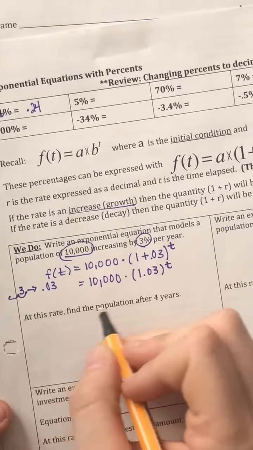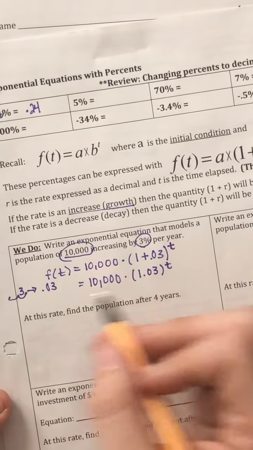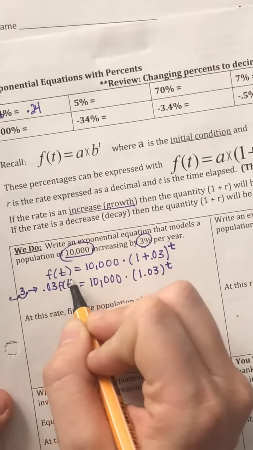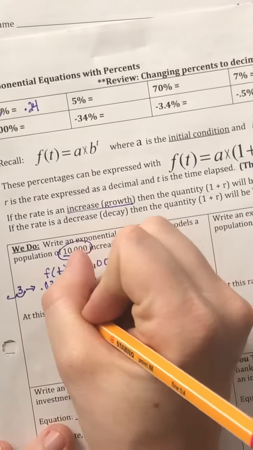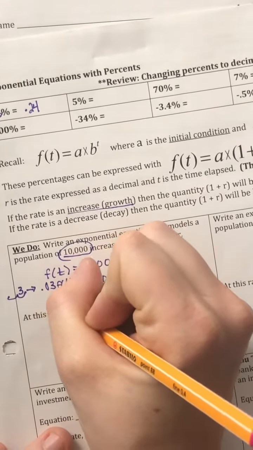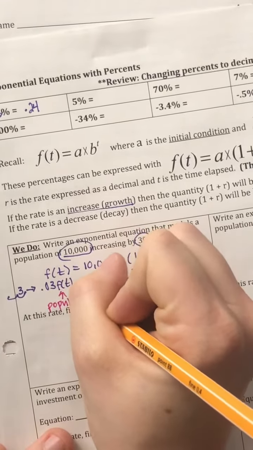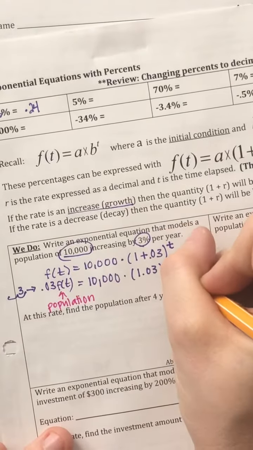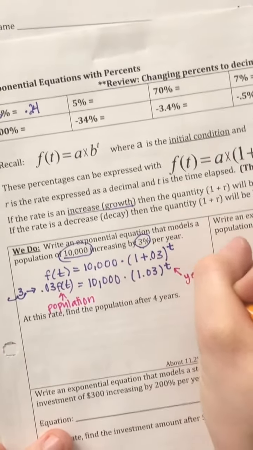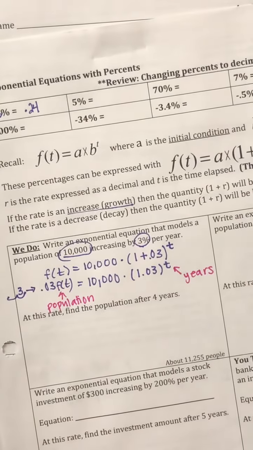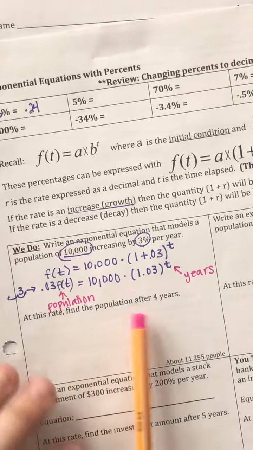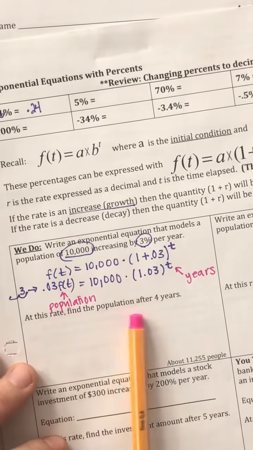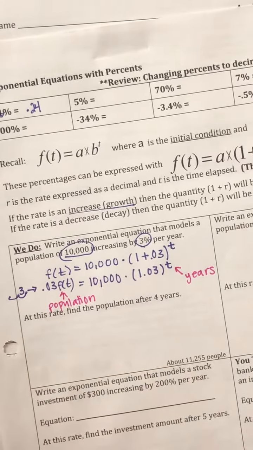It says, at this rate, find the population after 4 years, right? So I have to understand that the f of t is my population. Then I have to also understand that the t is the years past in this case, right? Really important that we understand the input and the output for this. So if that is the rate, we're gonna find the population after 4 years.